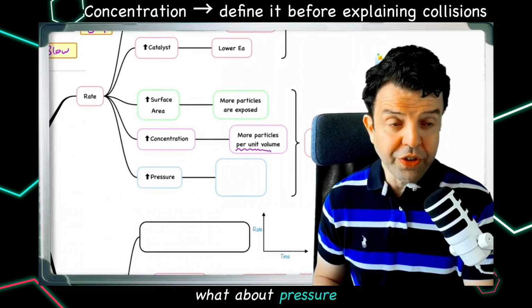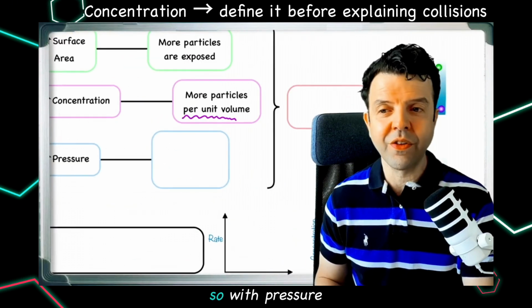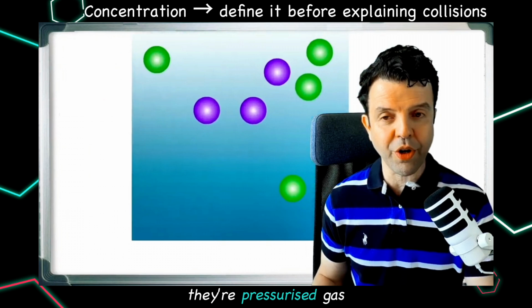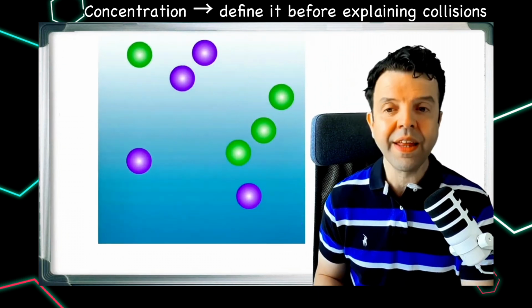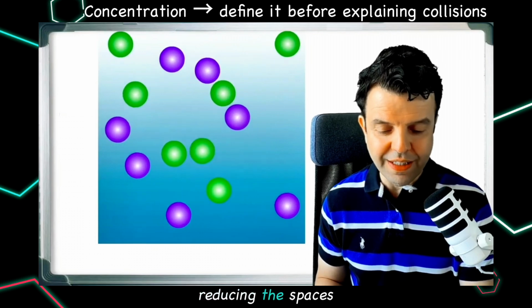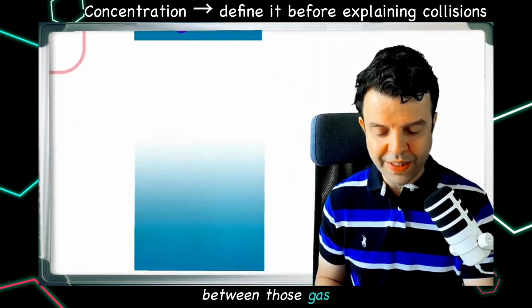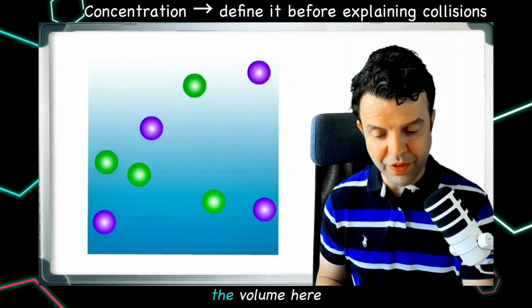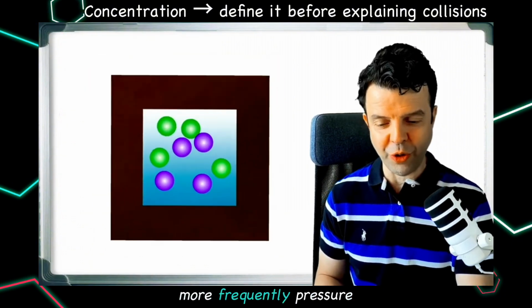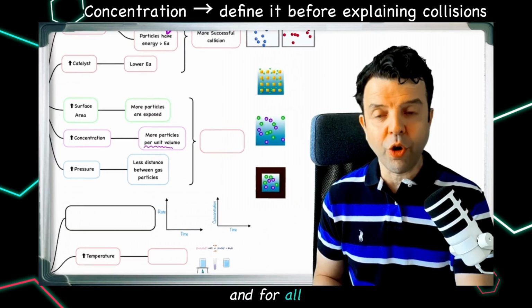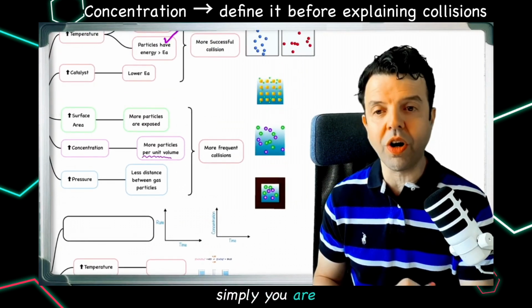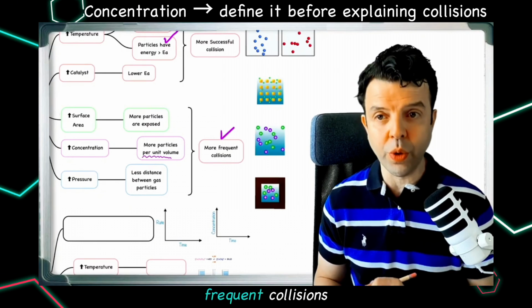What about pressure? This is for gases. So with pressure, you will say that particles, when they're pressurized, gas particles, have less space in between. So since I'm reducing the spaces between those gas particles as I'm decreasing the volume here, they will collide more frequently. That's pressure. And for all of these, what do I write at the end? I'll tell them simply, you are gonna get more frequent collisions.